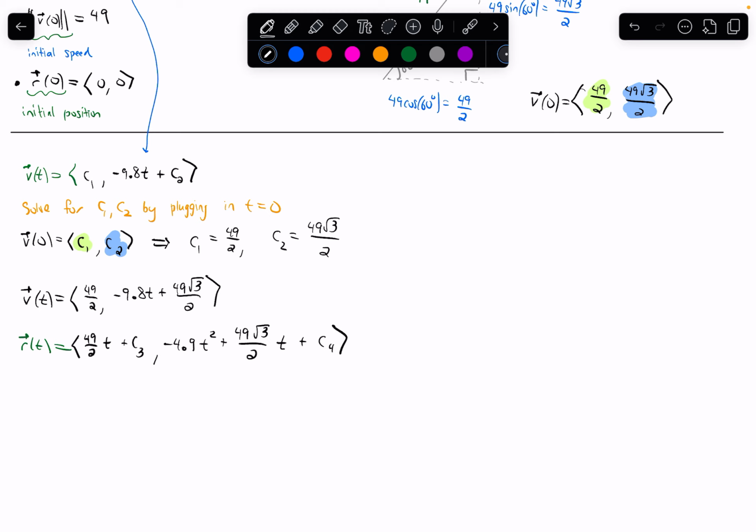All right, so we have this. Now let's use this initial position condition by plugging in t equals 0. That'll let me solve for these constants.